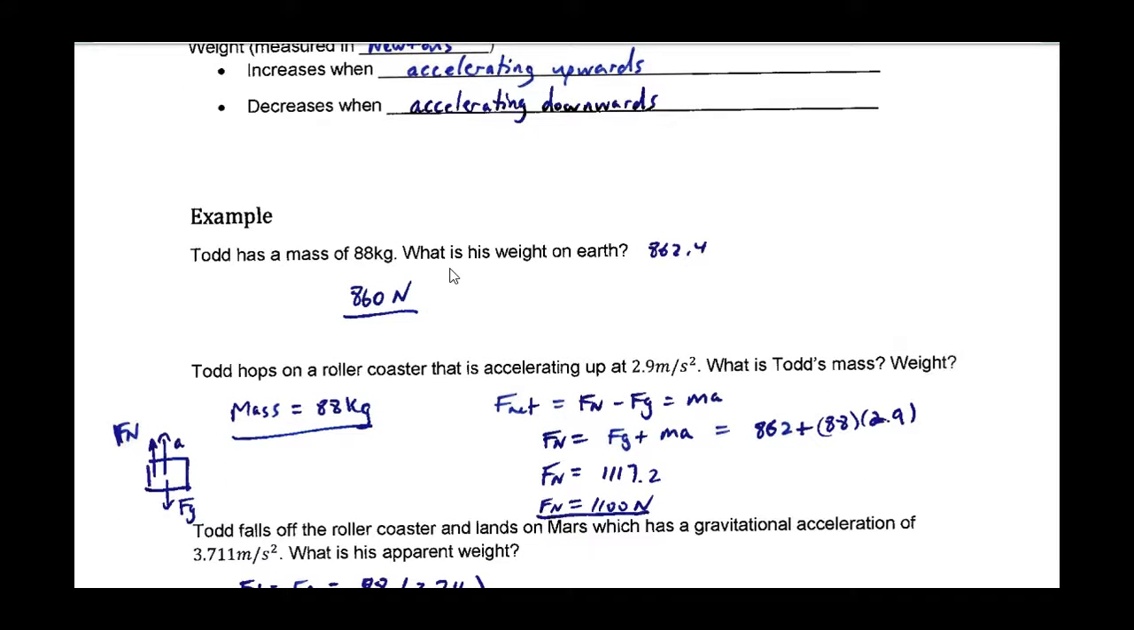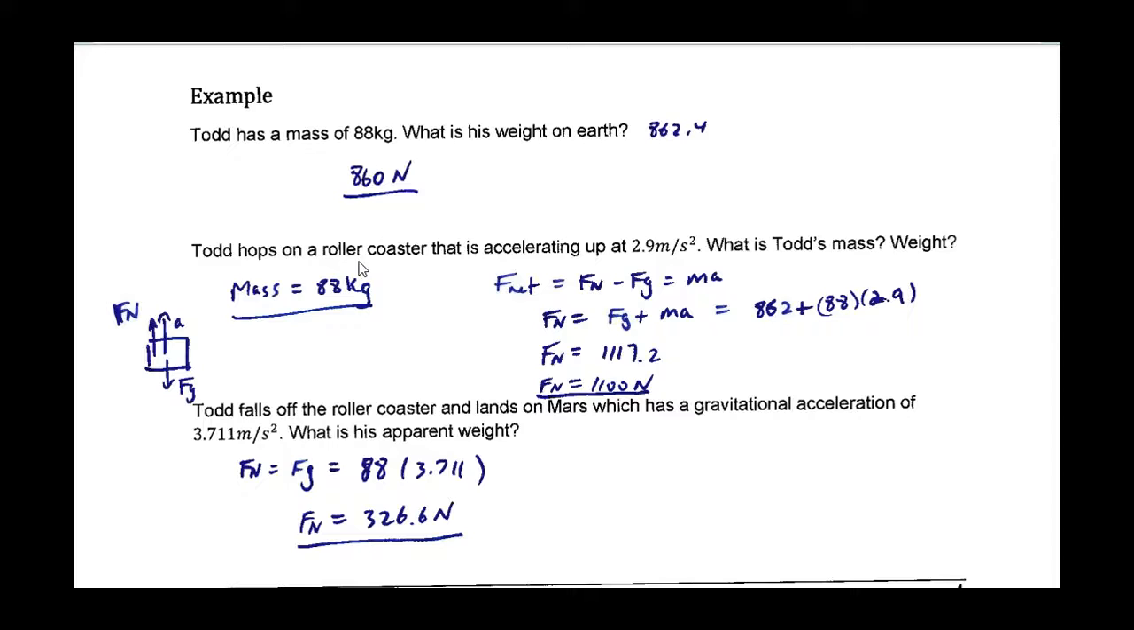How do we get some of these examples here? Well, again, weight is just force of gravity, mass times gravity. That's what we did. We just went 88 times 9.8. Now, if he's hopping on a roller coaster that's accelerating upwards, what's his apparent weight?